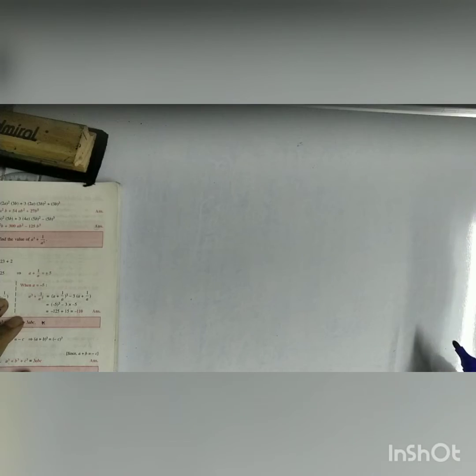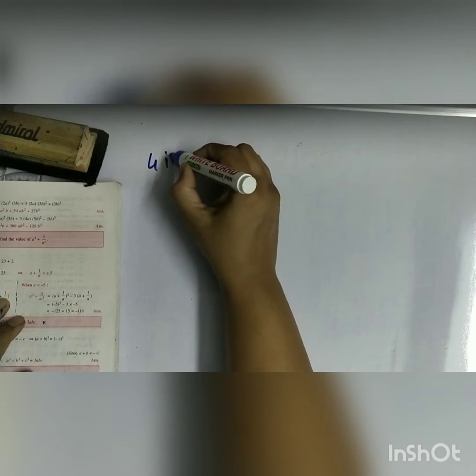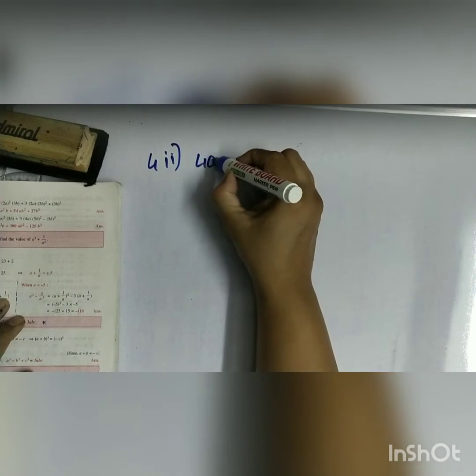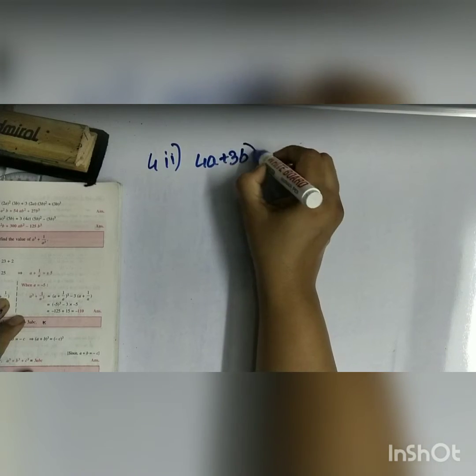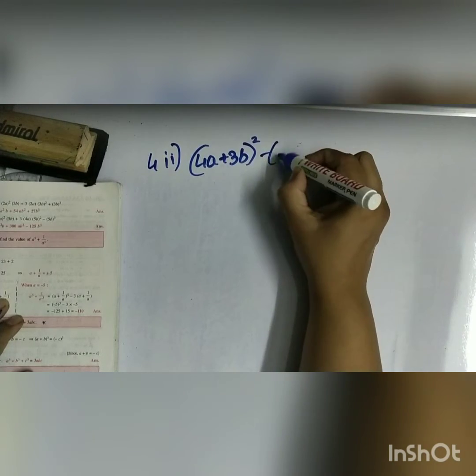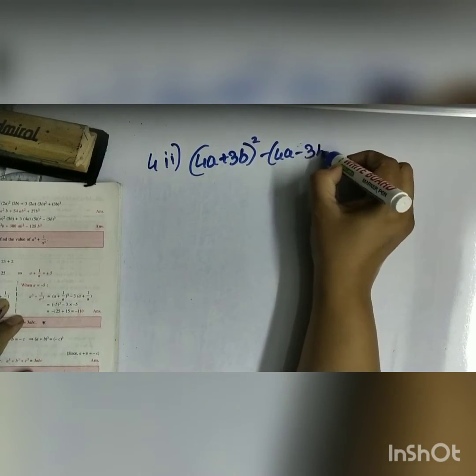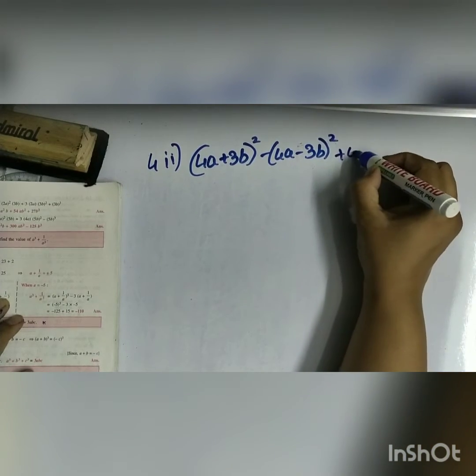Okay. Let's do this fourth one, second sum. We have (4a plus 3b) whole square minus (4a minus 3b) whole square plus 48ab.